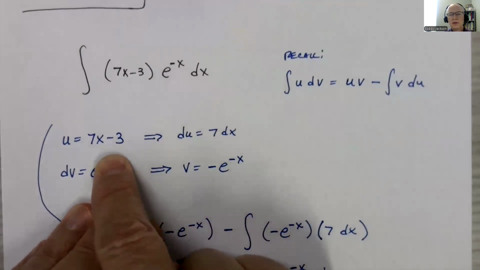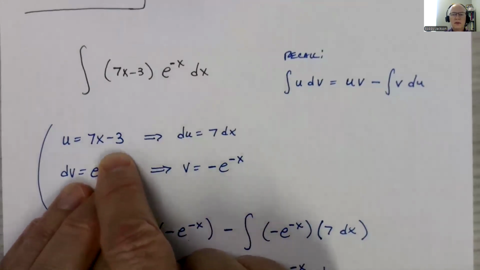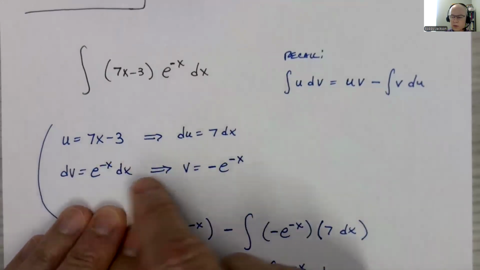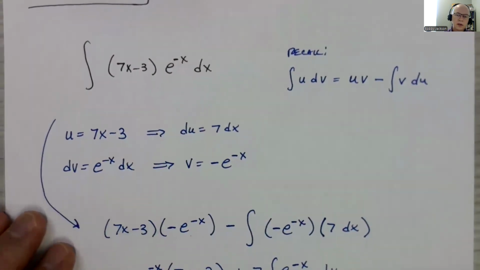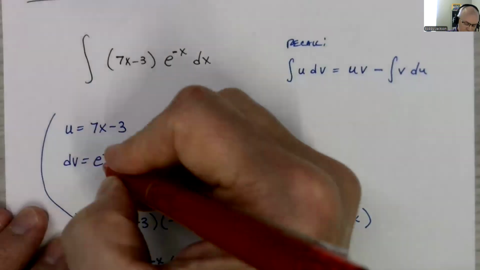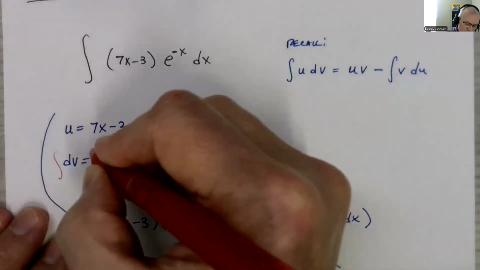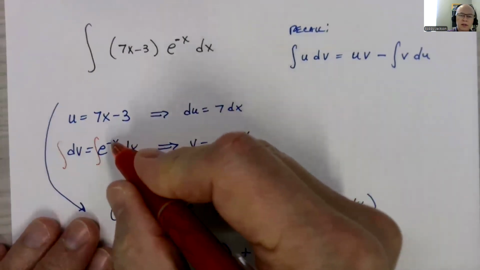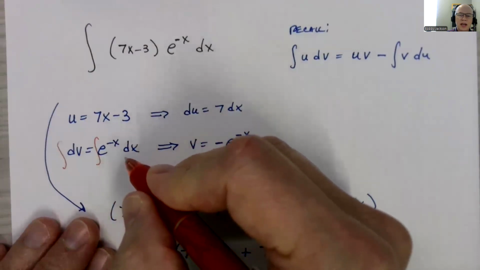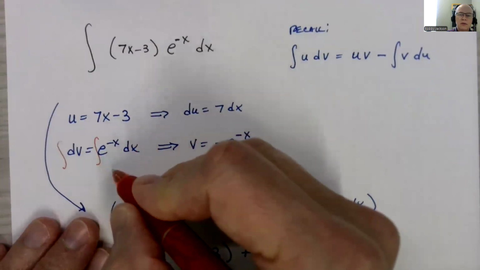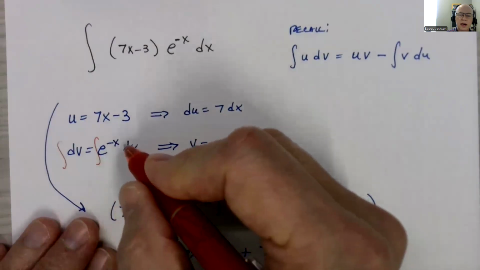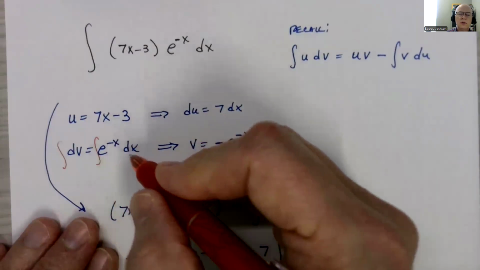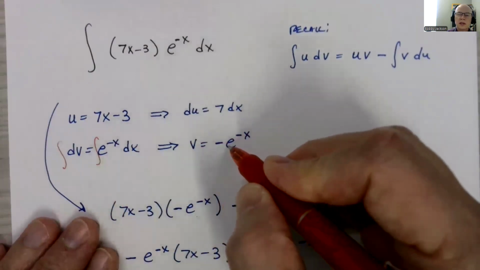The derivative of 7x minus 3 is just 7, so du is 7 dx. We differentiate this way. Here we integrate, right? So if we integrate both sides, dv is e to the negative x dx. Be real careful, there's a little bit of a substitution here. I let u be negative x, so my du is negative dx, or negative du is equal to dx. And so I get negative e to the u du, which becomes negative e to the negative x.